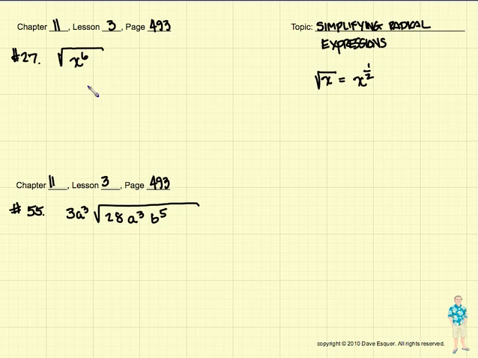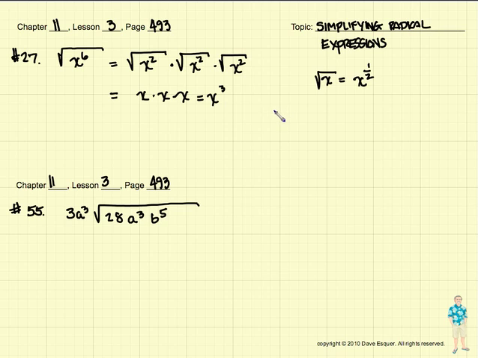Let's start off with x to the 6th. Well, if we needed to, we could write this as x squared, x squared, x squared. And we could simplify the square root of x squared, we know is x, so x times x times x, and that ends up with our answer of x to the 3rd power.